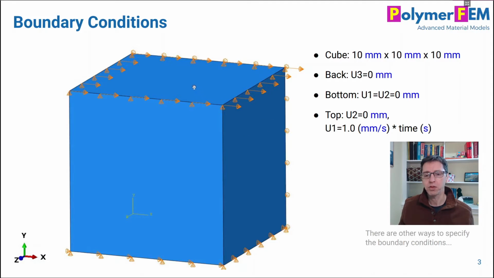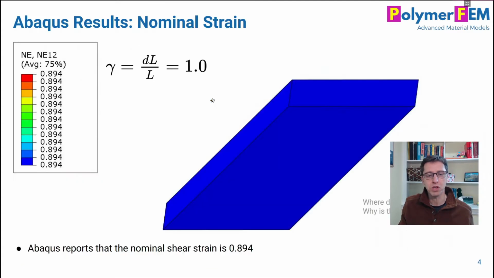The top surface cannot move up and down, but I'm prescribing the horizontal displacement of the top, and I'm moving it a distance of 10. So I'm moving it as far to the right as it's tall. There are other ways to specify boundary conditions, as I will talk about later, but this is a very common and easy to understand set of boundary conditions for simple shear.